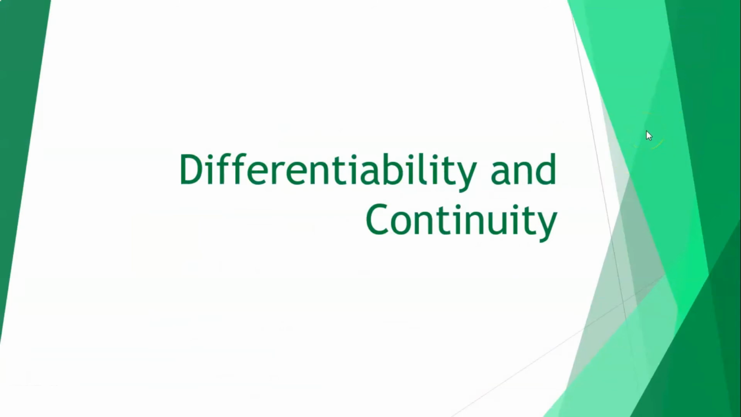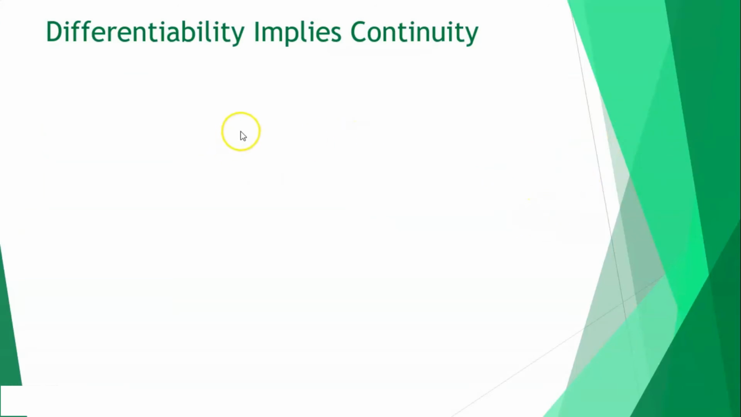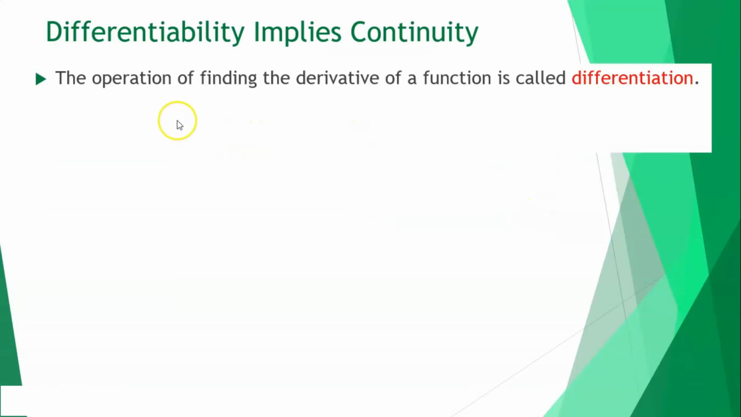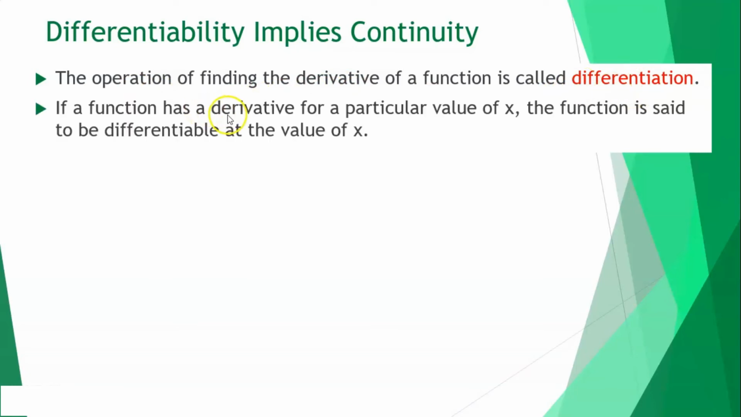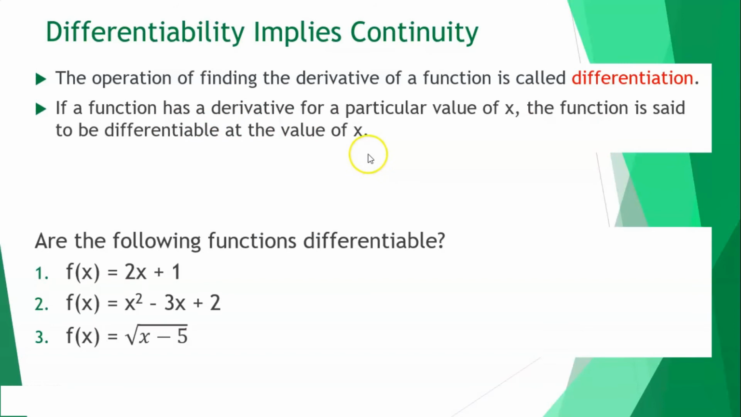Okay, differentiability and continuity. Now, differentiability implies continuity. Take note, the operation of finding the derivative of a function is called differentiation, or finding the derivatives. Now, if a function has a derivative for a particular value of x, the function is said to be differentiable at that value of x. So, for example, are the following functions differentiable? Number 1. The answer is yes, at any value, because this is actually continuous.